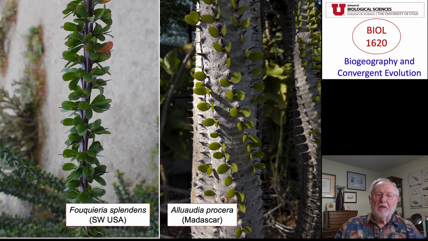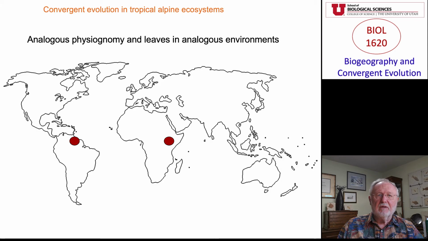It turns out that both Alluaudia and Fouquieria are very sensitive to water stress, and so they will develop and drop leaves in response to changes in water stress. That's another example of convergent evolution.